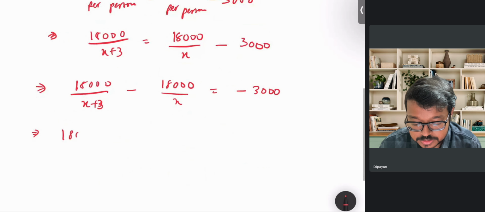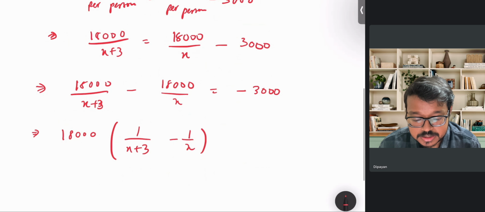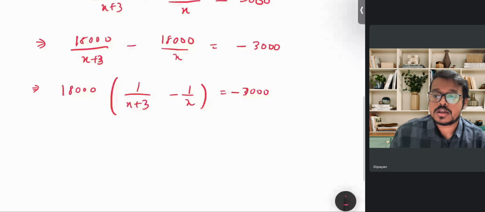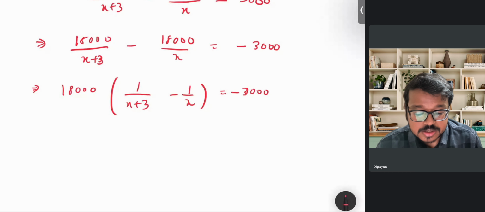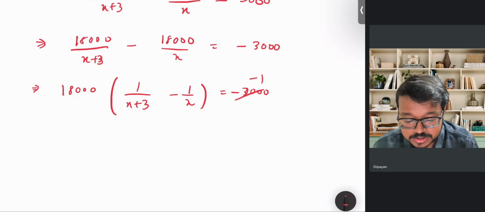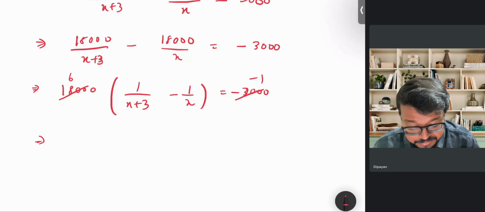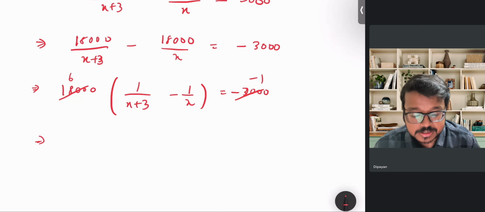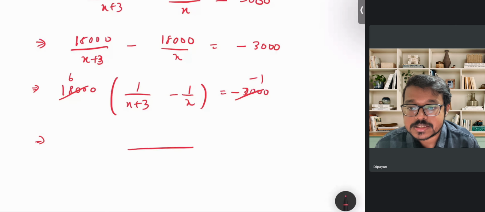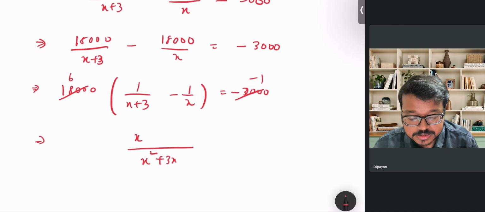I'll take 18,000 common, then I have 1 by x plus 3 minus 1 by x equal to minus 3,000. I can divide both sides by 3,000, then this will be minus 1, this will be 6. So now when I'm subtracting the fractions, the common denominator is x into x plus 3, which is x square plus 3x. The numerator is x minus of x plus 3.